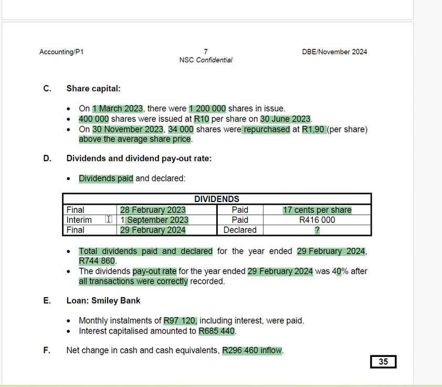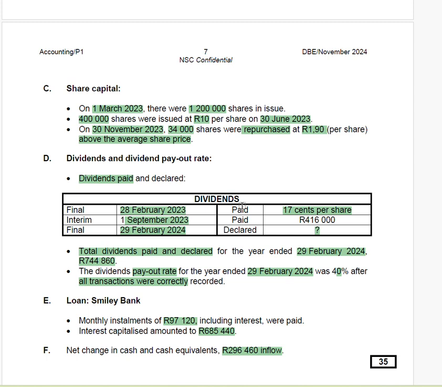The reason we need to include the previous year is that if the company declares dividends at the end of the year, for example, in this case 28 February 2023, they are not going to pay the dividends on the very same day. Probably it will take a month or 2 months before the dividend is paid, which is why in the current year it's now showing as paid. We don't know exactly the date it was paid, but we know the final dividend was declared on 28 February 2023, which was the year end. Then it was subsequently paid during the 2024 financial year.